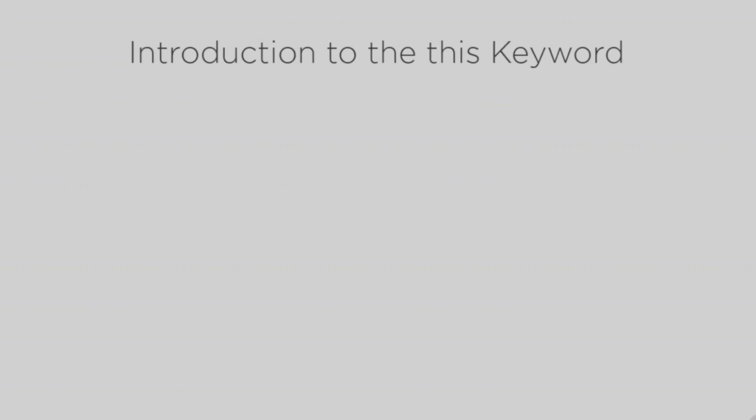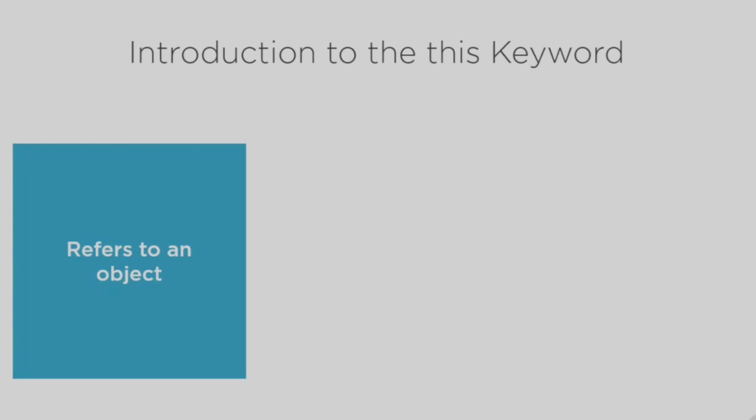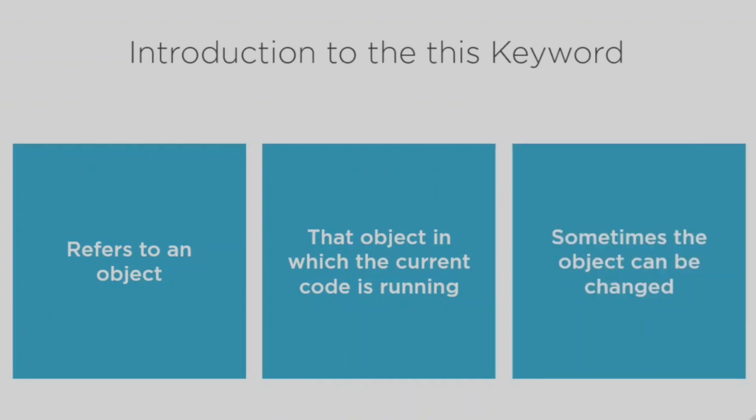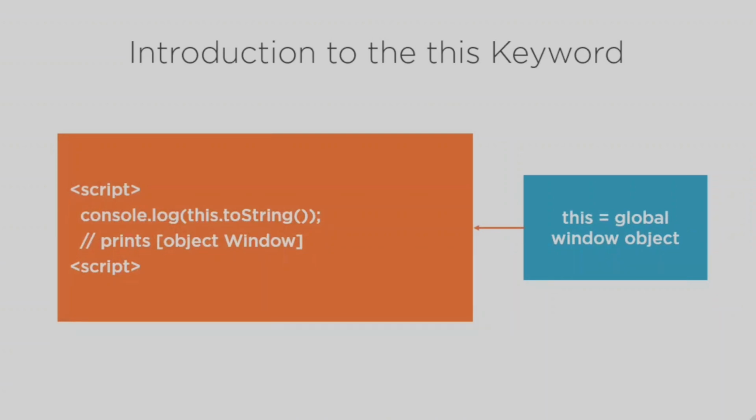The this keyword is often used in many object-oriented programming languages, and basically this always refers to an object, and that object is typically the one in which the current code is running. Now we will see that there are, of course, some exceptions to that rule. Let's take a look at some examples before we dive into some real code.